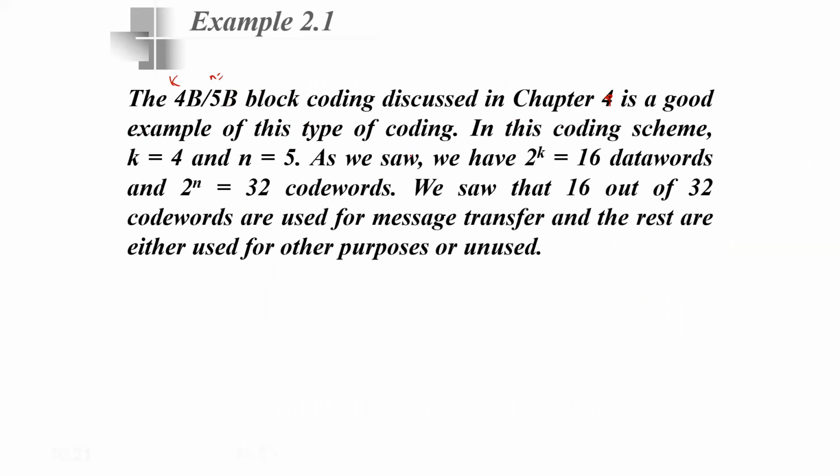Now, when k is equal to 4, how many data words will we have? We will have 2 power k, which is 16 data words. And how many code words will we have? We will have 2 power n, which is 32 code words. Now, out of that, we know that 2 power n minus 2 power k are invalid or not used. So 16 out of the 32 code words are used for message transfer, and the rest are used for either other purposes or unused.